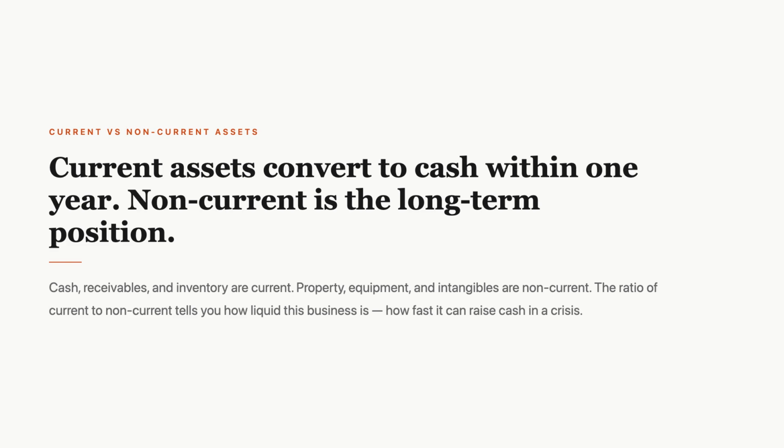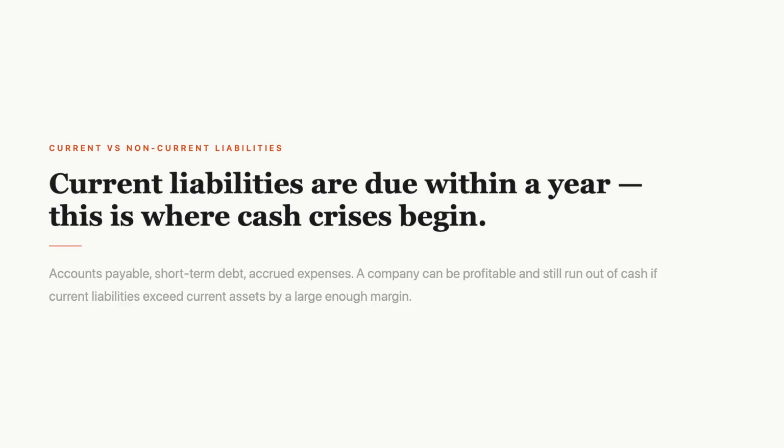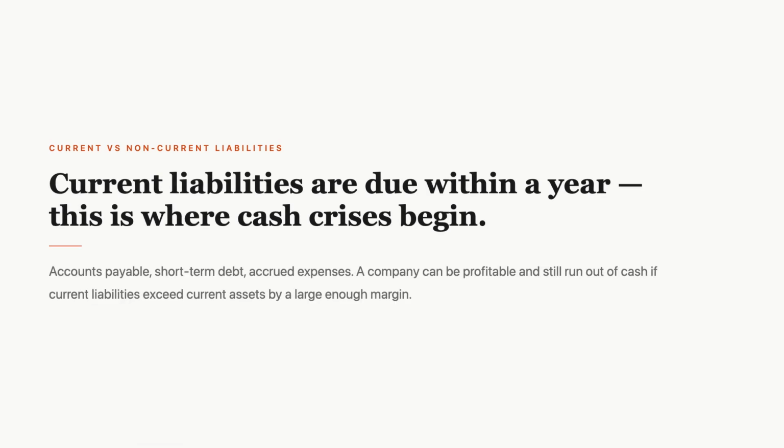Liabilities follow exactly the same time logic as assets. Current liabilities are obligations due within the next year. Accounts payable to suppliers, short-term debt, deferred revenue from customers who paid up front for services not yet delivered. Non-current liabilities are the longer horizon obligations, long-term bonds, pension commitments, lease arrangements.